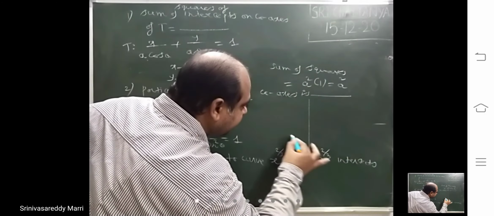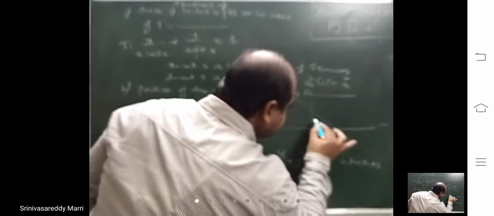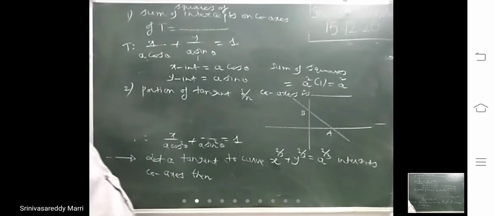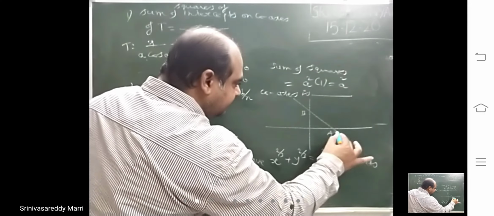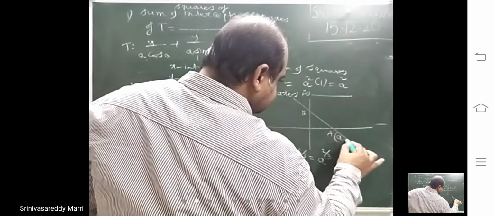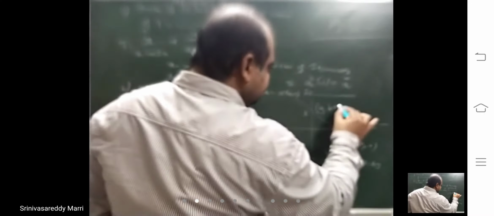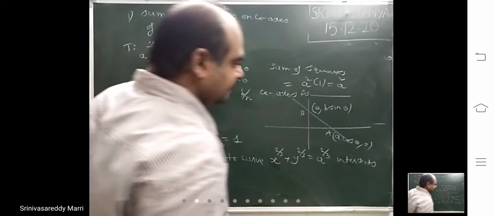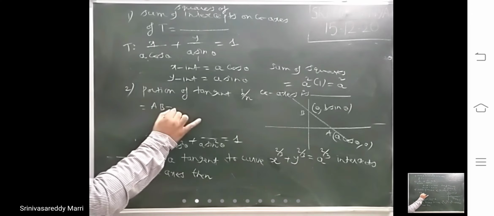That means the tangent line is intersecting like this. Let us say this is A, this is B. Portion of tangent between coordinate axis means this AB. What is this A? The x-intercept is A cos theta, comma 0. The y-intercept is 0, comma B sin theta. So this is nothing but the AB distance.